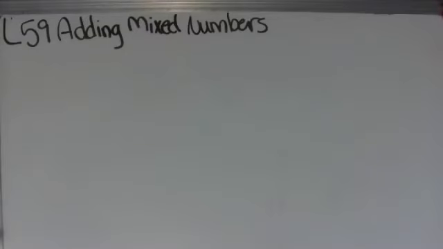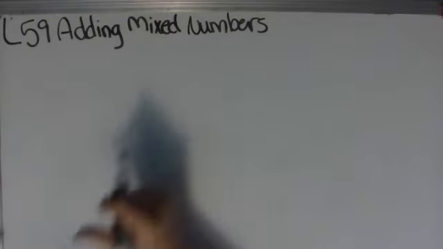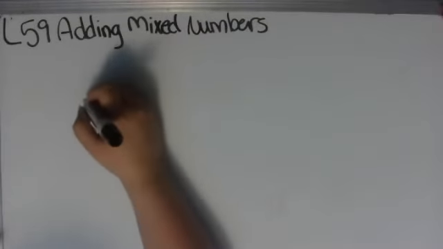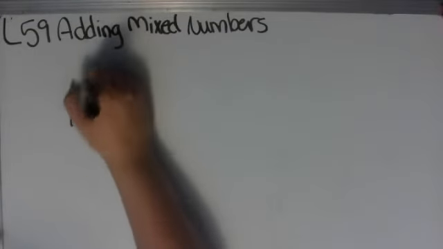This is lesson 59, adding mixed numbers for course 1. When you're adding mixed numbers, it's the same as adding fractions. You're just having to remember that you also have a whole number in there. And now we've also done adding fractions with unlike denominators. So let's look at this one to begin with.